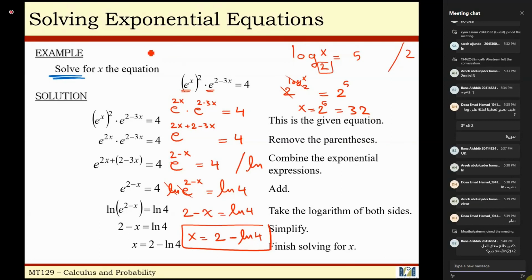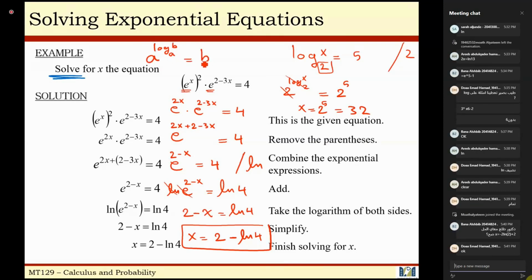So the property: A to the power log B to base A is equal to B. Remove A with log A. Okay.